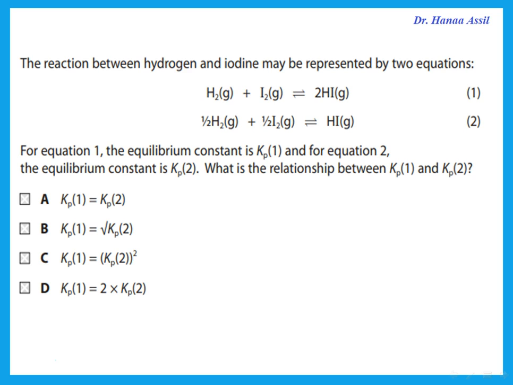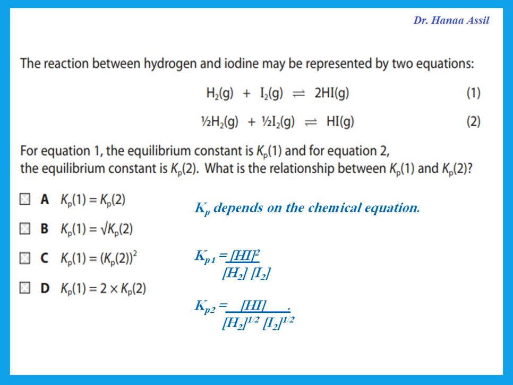Okay, the reaction between hydrogen and iodine may be represented by two equations. For equation 1, the equilibrium constant, we're going to call it Kp1. For equation 2, the equilibrium constant is Kp2. What is the relationship between Kp1 and Kp2? Remember that equilibrium constant expression depends on the equation. So if I write the Kp for the first equation would be this, the Kp for the second equation would be this. So what is the relationship between them?